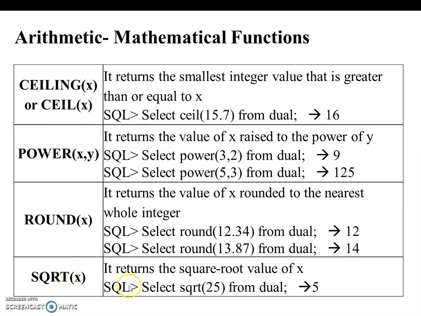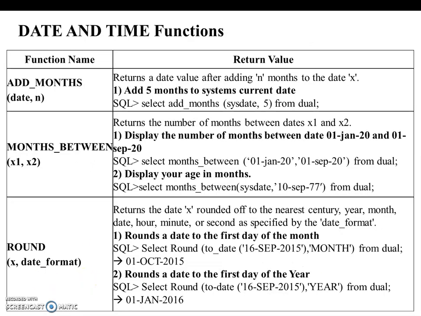And the next one is the square root function. The use of the square root function is to find the square root of a given value. So we have 25 and we are going to find its square root, hence the result will be 5. So it is used to find the square root of the given value.